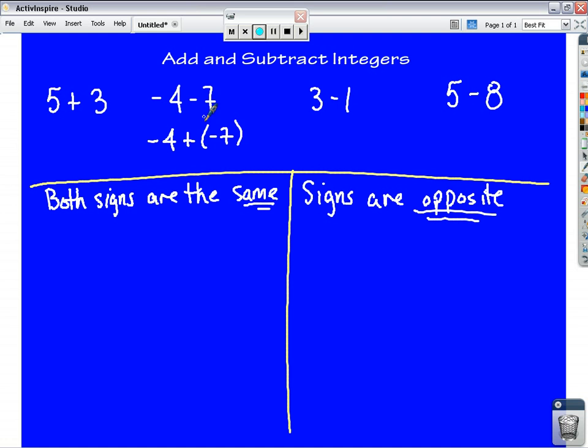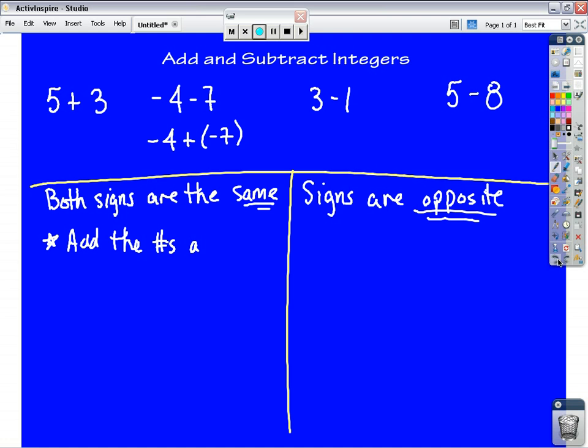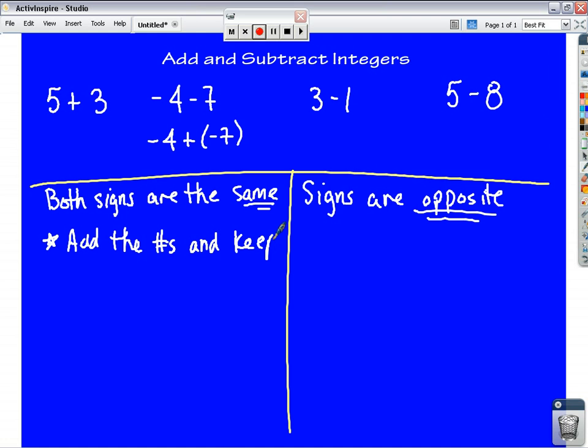If both signs are the same, you're going to add the numbers and keep the sign. So for this one, we have a positive 5 and a positive 3. 5 plus 3 is 8. They're both positive, so it's a positive 8. A negative 4 and a negative 7, the same, negative, negative. 7 plus 4 is 11, but the sign is negative.